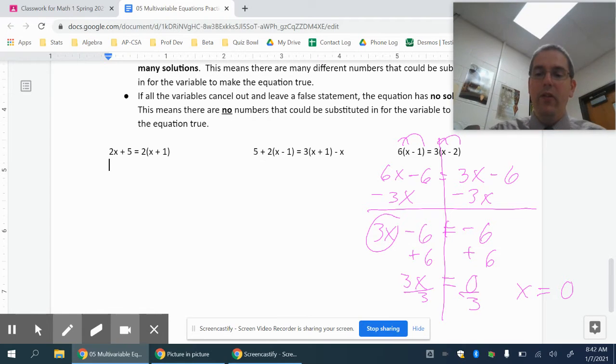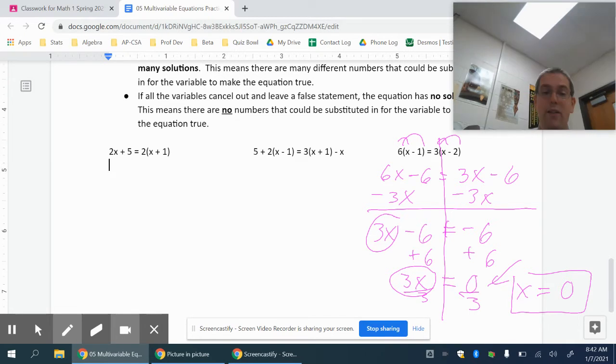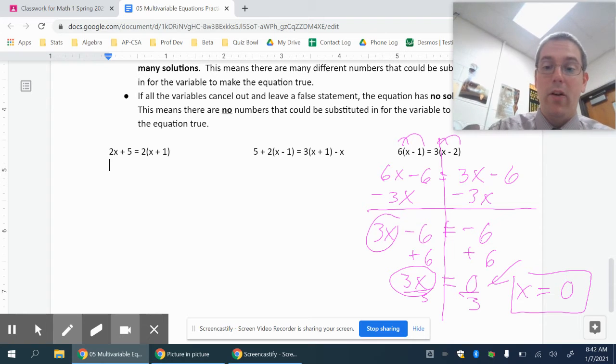Now, the reason I did this problem is this is a situation where the variables did not cancel. I still had a 3x, but the numbers canceled. The numbers canceling is not a problem, because 0 is a legitimate solution. You know, x equals 0, it means if I plug in 0, 0 is a number too, can't discriminate against it. So if I plug in a 0 where both x's are, it will work.